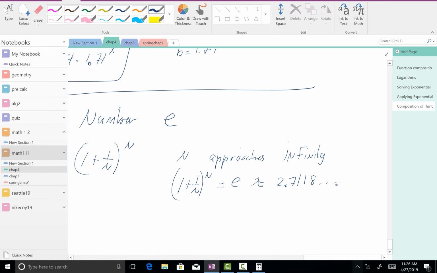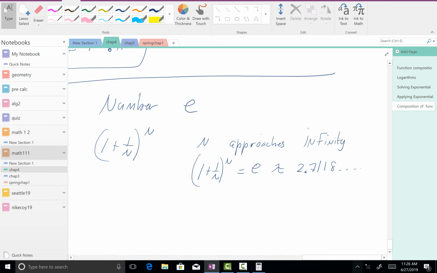And you might say, well, what's the big deal about that? Well, that e will come next when we start doing logs, which I believe is next, okay? And it does model certain things in the outside world, okay? So it's just one of those special numbers like pi, right? That comes up, okay? But that's all it is.